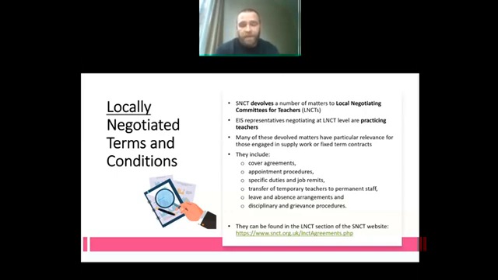An awareness of these agreements is extremely useful for those engaged in short-term supply and fixed-term contracts. This is especially the case if an individual is working across different local authorities. They can be found on the LNCT section of the SNCT website.